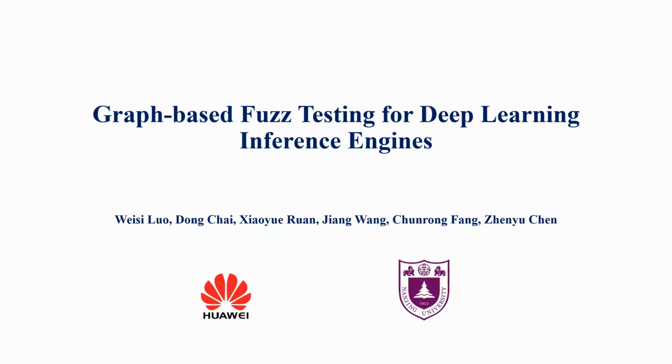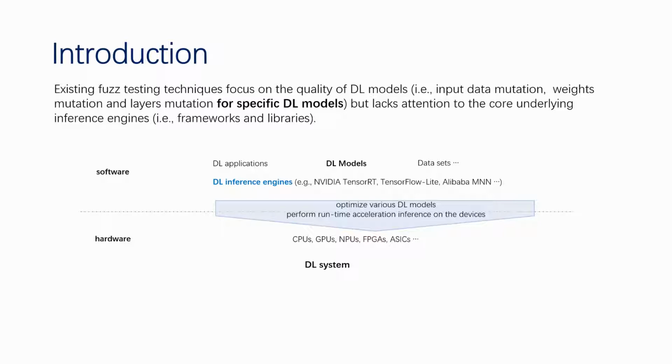My talk is about graph-based fuzz testing for deep learning inference engines. Fuzz testing is one of the major methods of quality assurance for deep learning systems. However, existing techniques focus on the quality of deep learning models, but lack attention to the core underlying inference engines.